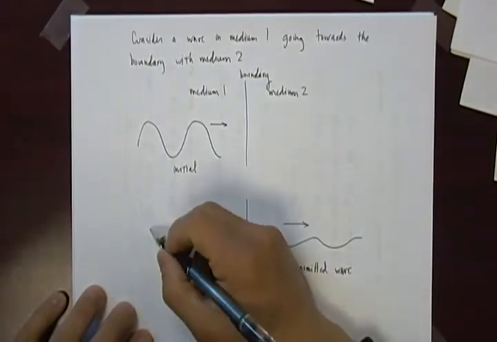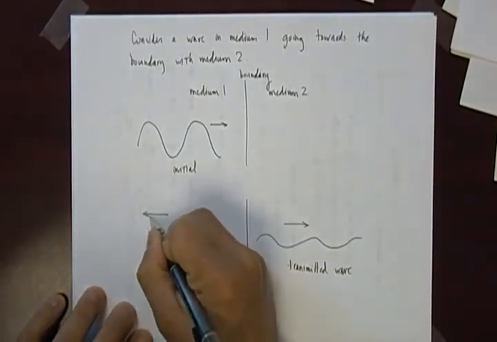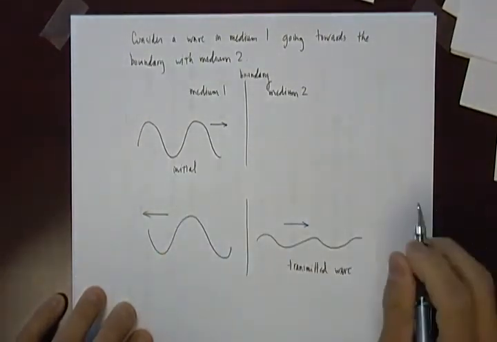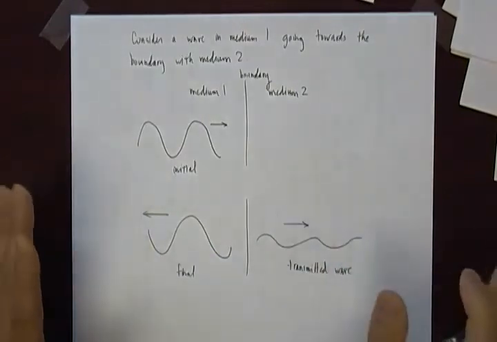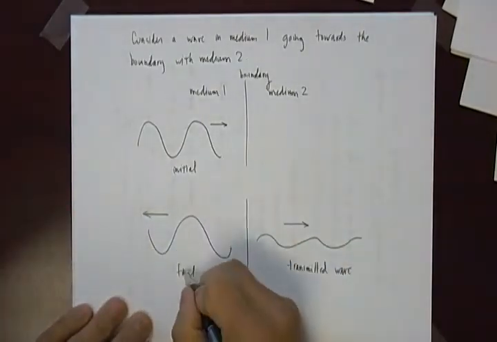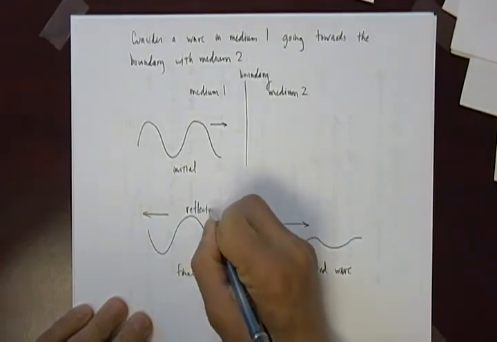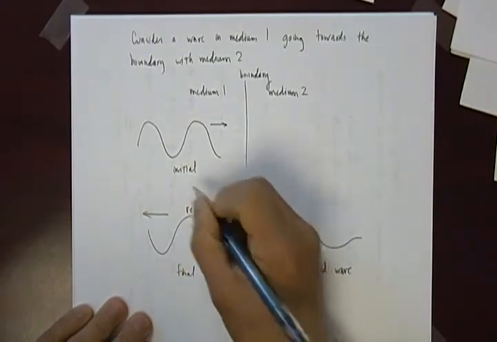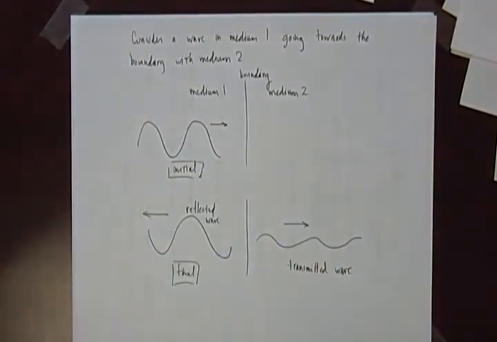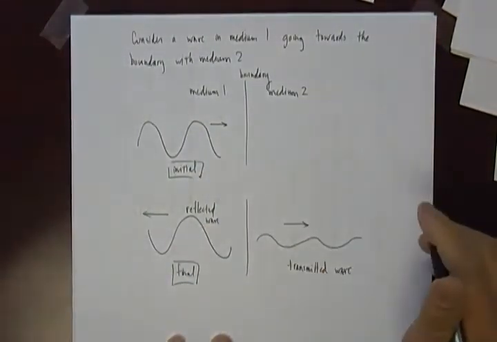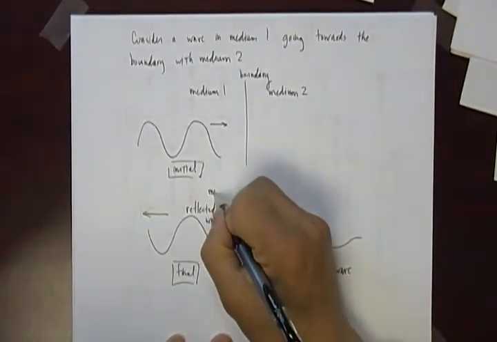But there's also some of this wave that will actually bounce off the boundary. It will go this way. So this is the final situation, if it's not clear, and this is what's called the reflected wave. So this is the initial picture, this is the final. We have a transmitted wave and a reflected wave. This is medium 1, this is medium 2, if it wasn't clear.